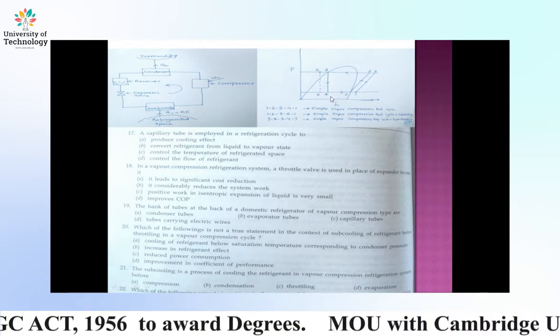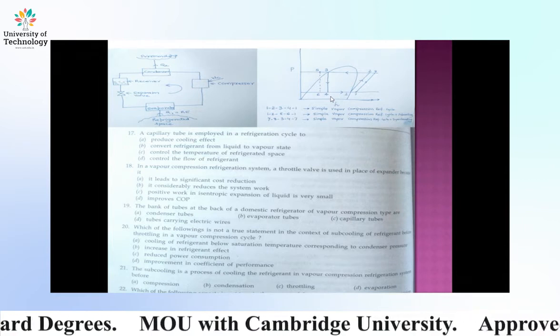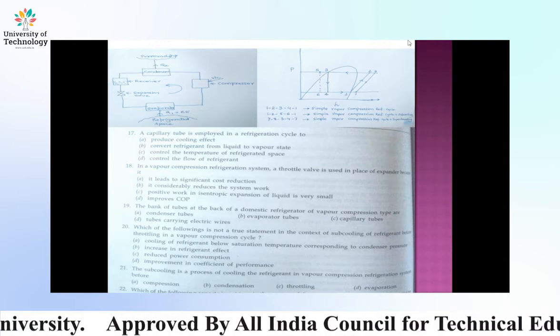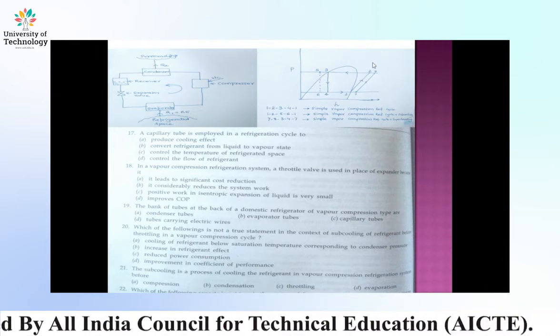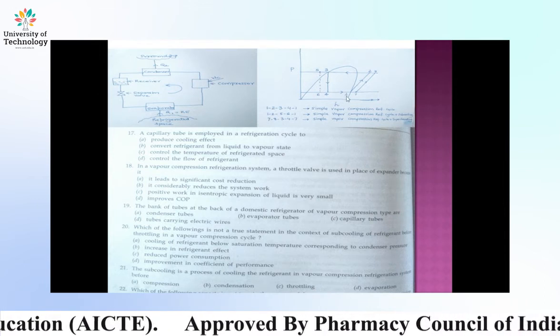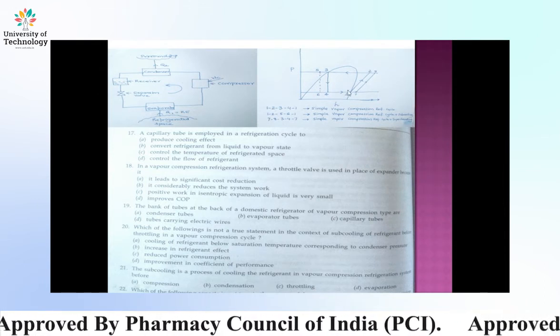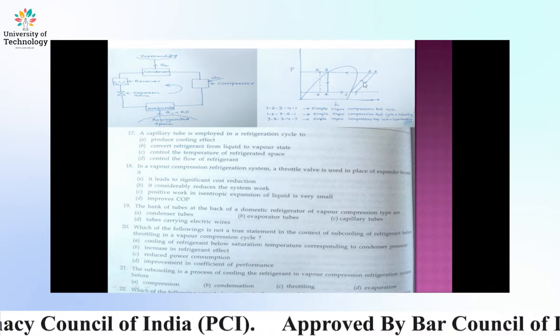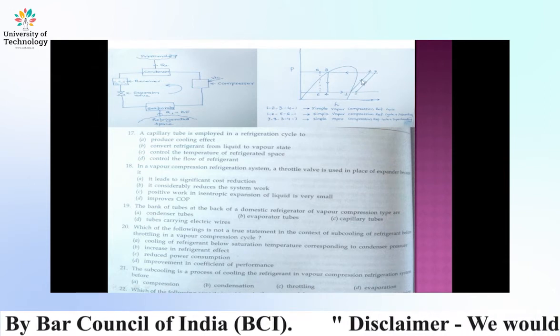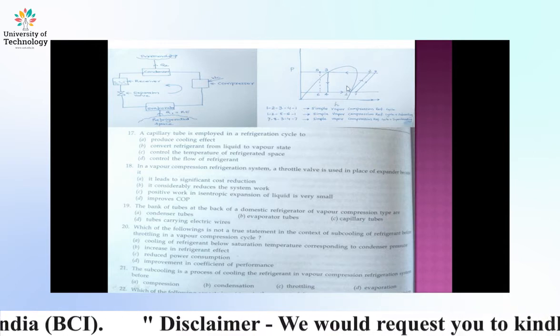C. Reduced power consumption. There is no change in the compressor work. In the initial reference cycle, the compressor work is H2 minus H1. In the final condition, it is also H2 minus H1. So there is no change in the compressor work. The reduced power consumption is not a true statement.